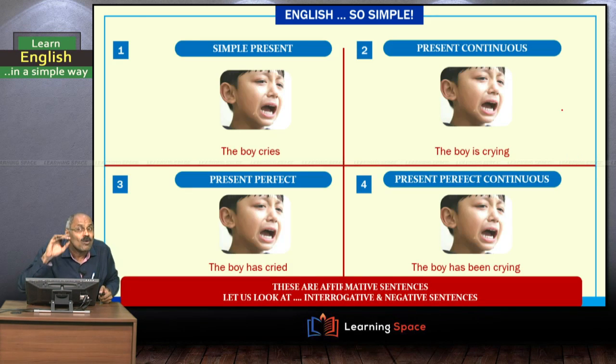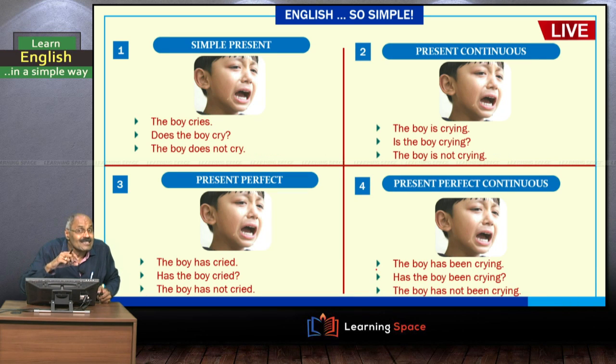Before closing it, one thing I would like to tell you. Here these are the present tense forms. These sentences are known as affirmative sentences, and you can draw upon interrogative sentences and negative sentences. Please look into this. The boy cries. This is an affirmative sentence. Does the boy cry? This is an interrogative sentence. Then the boy does not cry. This is a negative sentence.